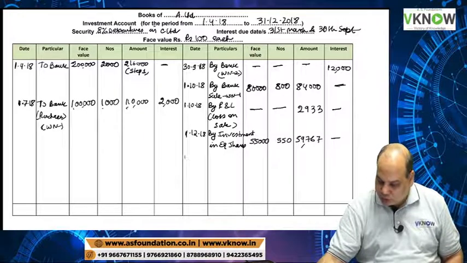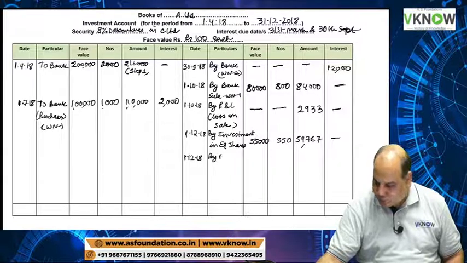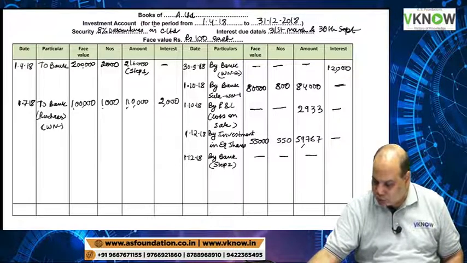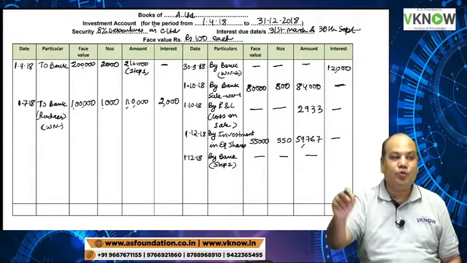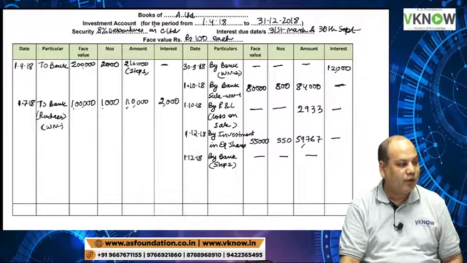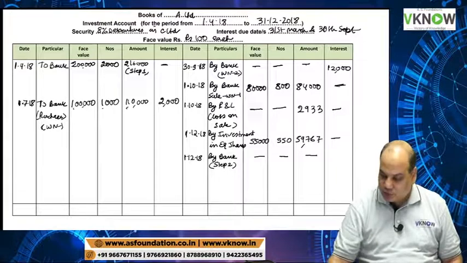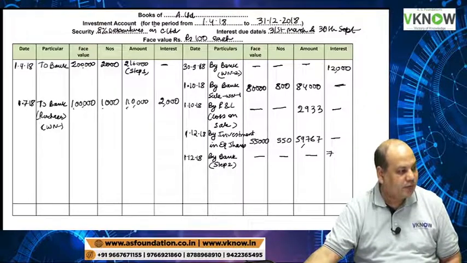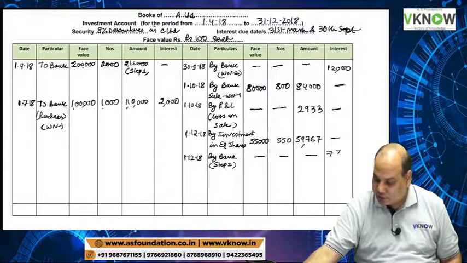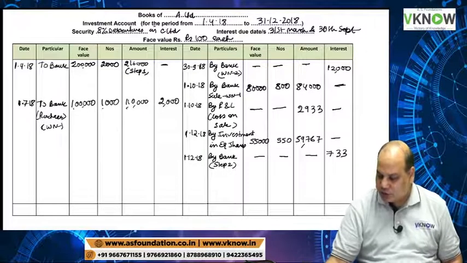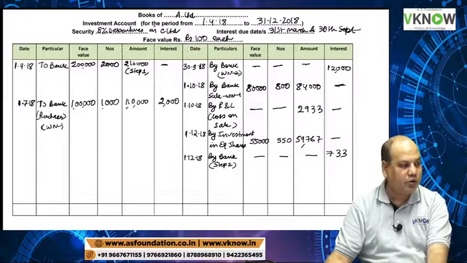And on 1/12/18, by bank also you will write. Step 2, interest received on converted debenture. Go to step 2. 733 is right. Step number 2, interest received on converted debenture, 733.